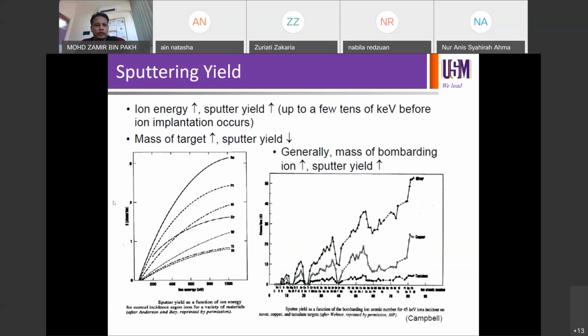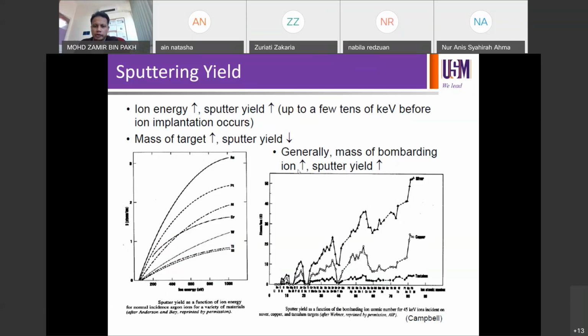So if you increase your ion energy, your sputtering yield goes up. It makes sense if you have higher energy of your argon ions, so of course you can dislodge more of the sputtered materials for the deposition, right? And if the mass of the target increases, your sputter yield will actually go down. So this is the relationship you can see.